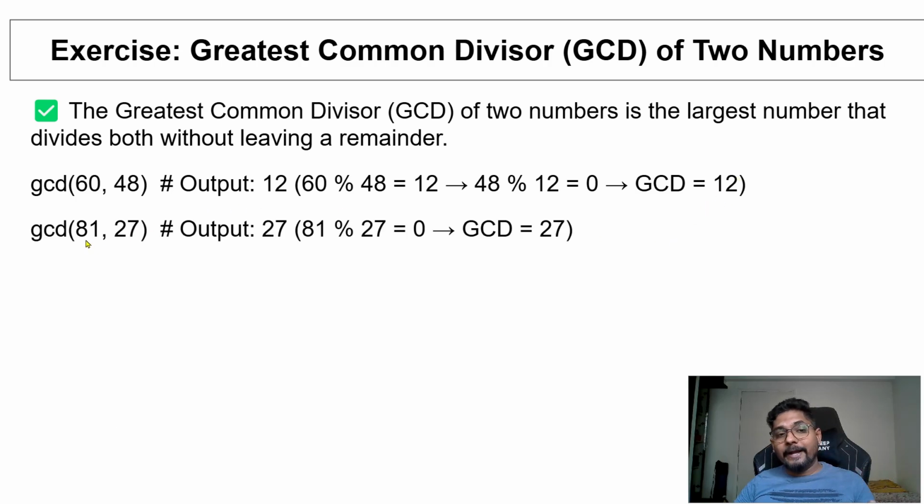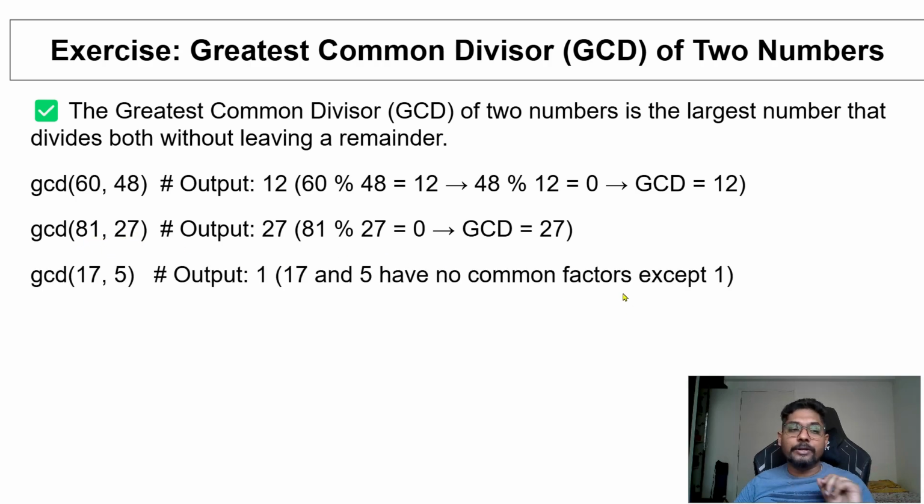Similarly, if I give you 81 and 27, the largest number that can divide both the numbers is 27 itself. 27 divided by 1 is 27. 27 multiplied by 1 is 27. 27 multiplied by 3 is 81. So 27 is the largest number that can divide both the numbers.